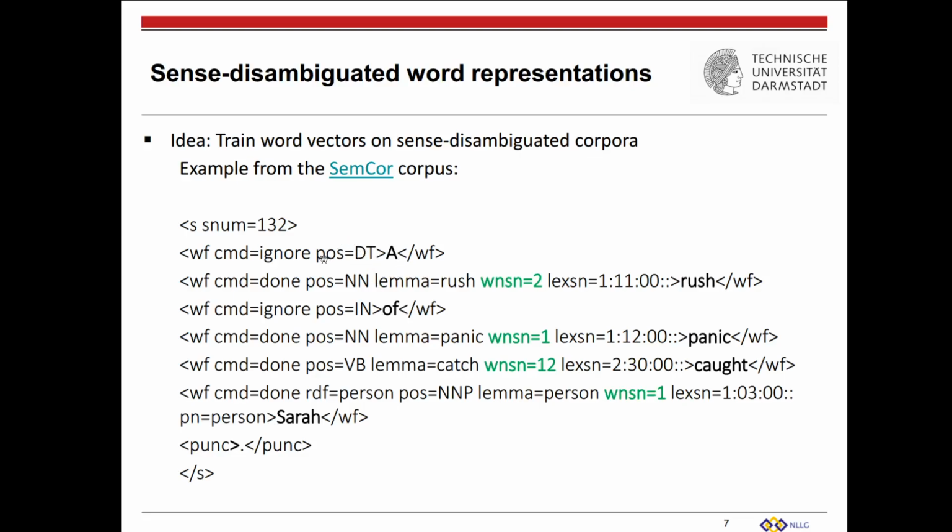They have been annotated. So POS is the part of speech. So this is a determiner. This is a noun. This is probably some kind of particle, and called is a verb, for example. So we have part of speech information, we have lemma information. So what is the base form for called? It's catch. And we also have this word sense information, right? Where it says, okay, this is the second word sense of rush, this is the first word sense of panic, and this is the 12th word sense of catch. Okay? So we have this word sense information.